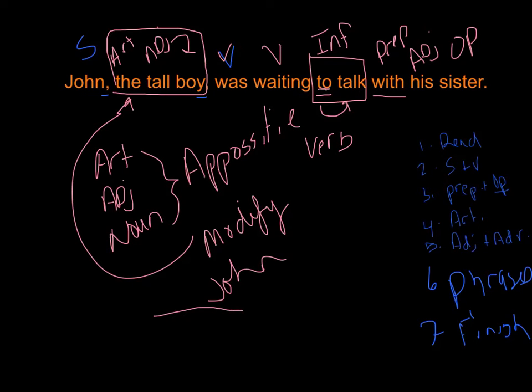So for our diagram there, I know it's going to be something like this, right? There's John right there, and then it's going to come off like this because it's a participle. I know that.